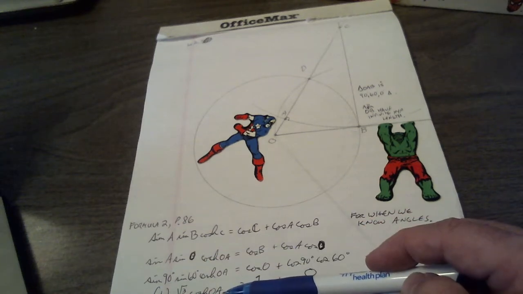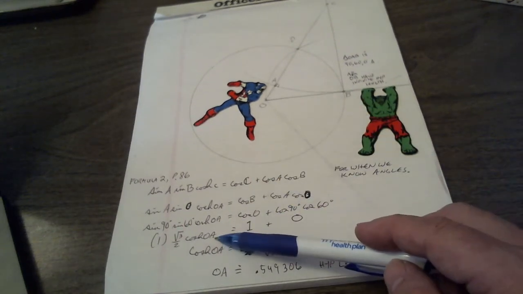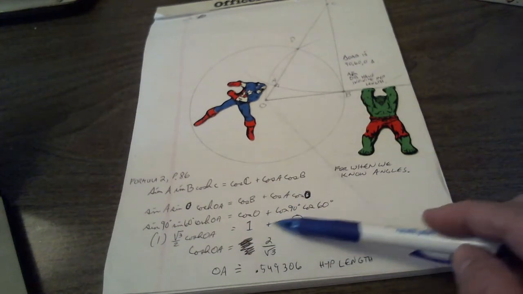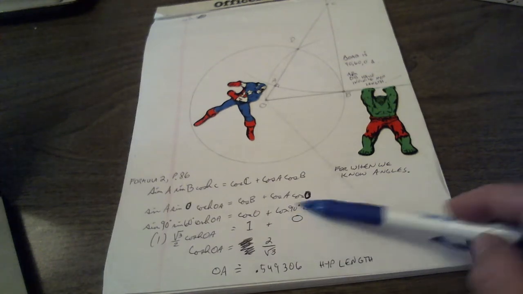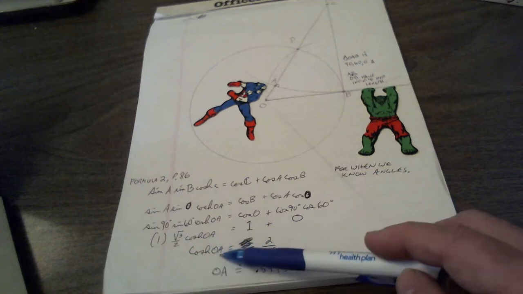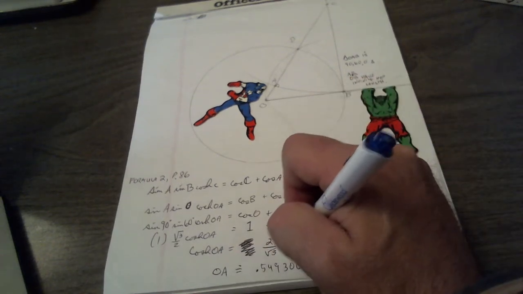Cosh of OA, the thing we're looking for. Sorry, we'll get it in the picture there. Cosh of OA, the thing we're looking for, equals 1 plus the cosine of 90 is 0. So I don't even care about the cosine of 60. That's all 0 there. So I find that the cosh of OA is equal to 2 over square root of 3, and that's the nice answer.